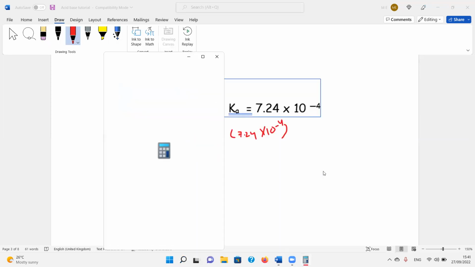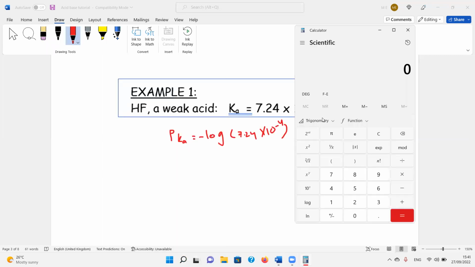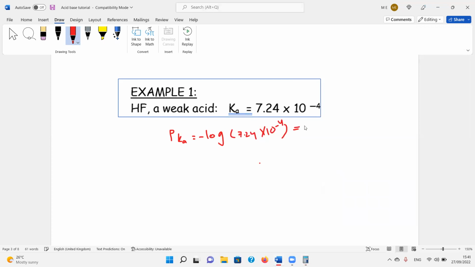Okay, so let's just work it out. 7.24 times 10 to the power of minus 4, then the log, and then minus the log is 3.14. So the answer here is 3.14. Okay.